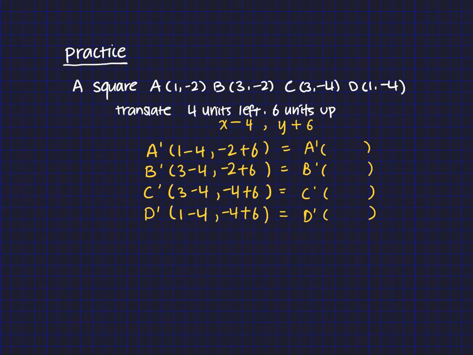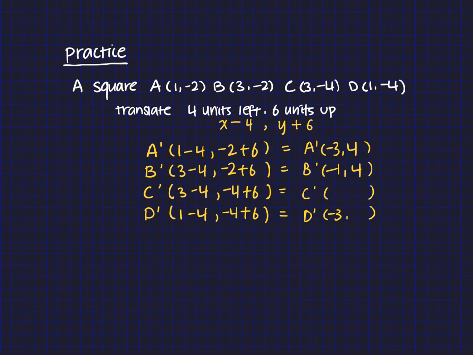1 minus 4 is going to be negative 3. And negative 2 plus 6 is going to be a positive 4. I know that D is going to have the same x value as A. And let's go ahead and work on the second one. I have B minus 4, which is going to be negative 1, and negative 2 plus 6, which is the same thing as this, 4.